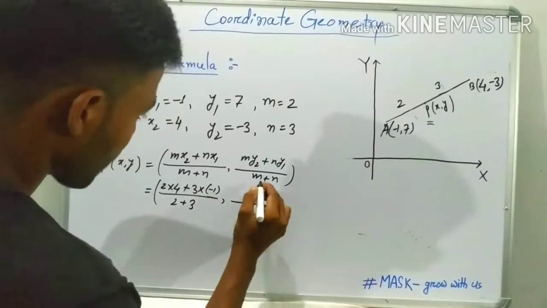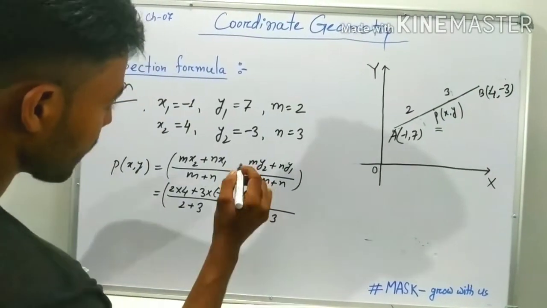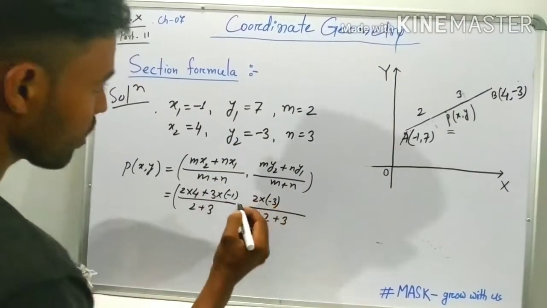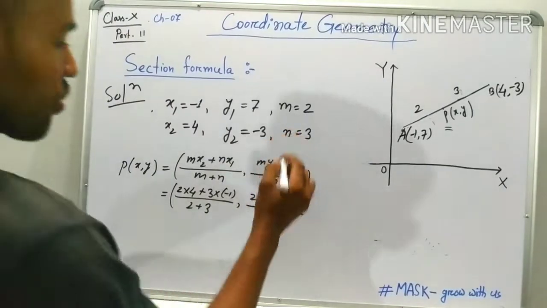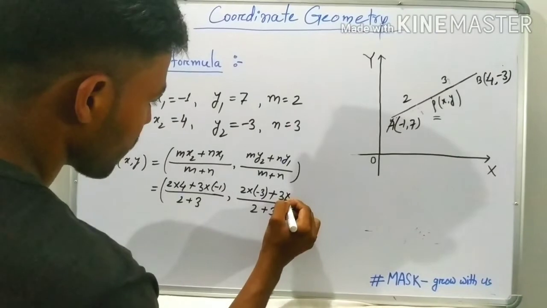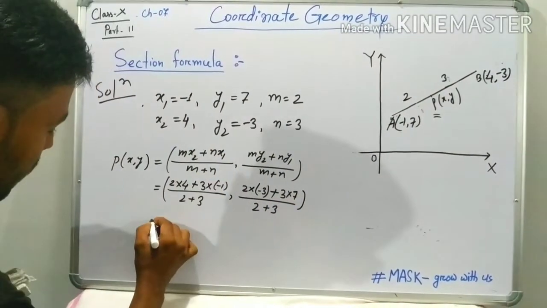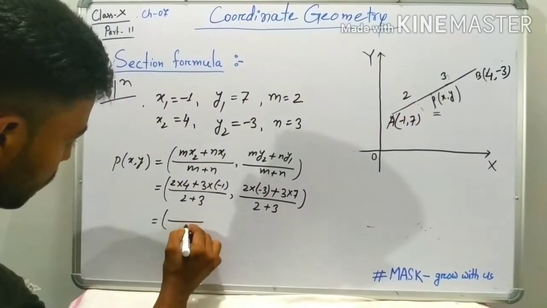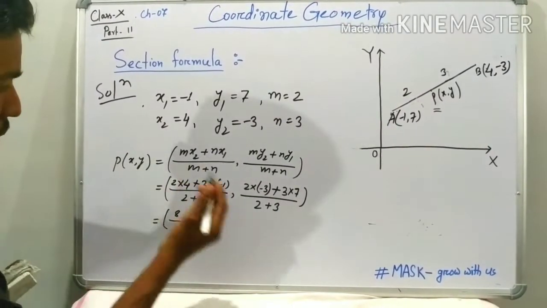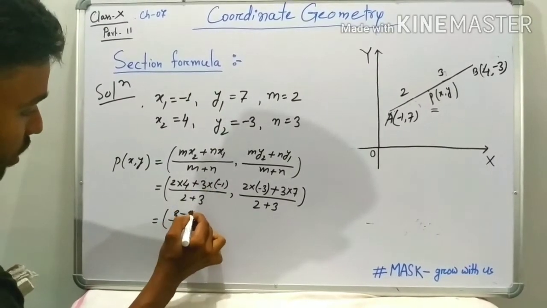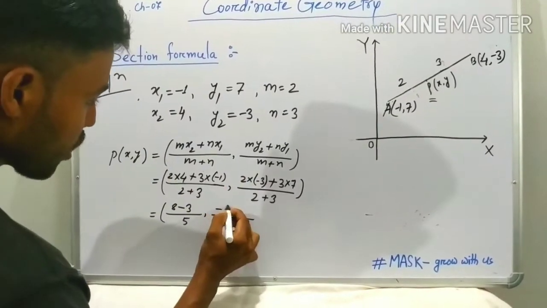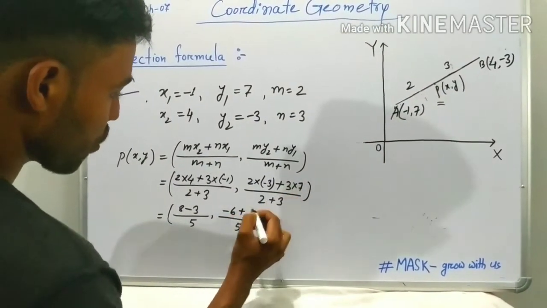Okay. Next, m plus n means 2 plus 3. This is m means 2, into y2 means minus 3, plus n means 3, and y1 means 7. Okay. Next, what will happen? 2 plus 3 is 5, 4 into 2 is 8, plus into minus. So plus into minus means minus, 3 into 1 is 3, 2 plus 3 is 5, 2 into minus 3 means minus 6, plus 3 into 7.